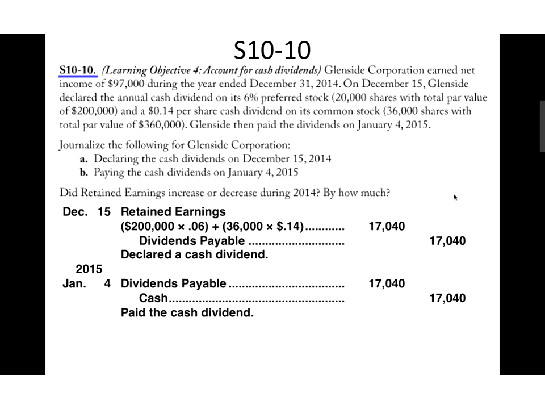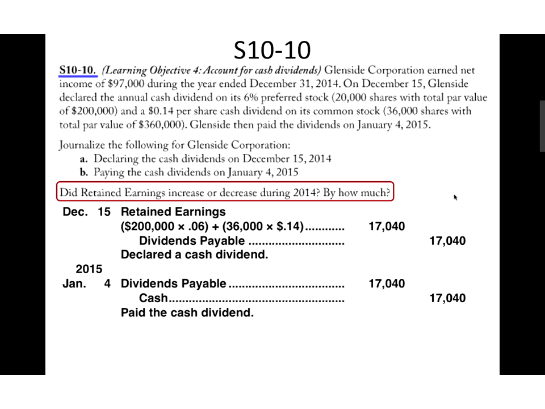So what I've done on the screen is both our journal entries are showing. So those are the two journal entries we just went through for A and B. A, we debited retained earnings and credited dividends payable. B, we debited dividends payable and credit cash. So the last sentence of this problem says, did retained earnings increase or decrease during 2014? Okay, now, so there's one obvious part of this in here. It's what happened to retained earnings.